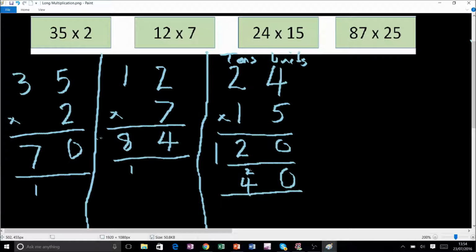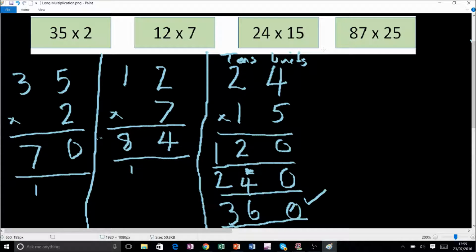Okay, and we're going to scribble out that 2 because we don't need it anymore. Now we're going to do 1 times the 2 here, which is going to give us 2, and we put the 2 here. Basically what we now do, guys, is just add downwards. So 0 plus 0 gives us 0, 2 plus 4 gives us 6, and 1 plus 2 gives us 3. Okay, so our answer is actually 360.